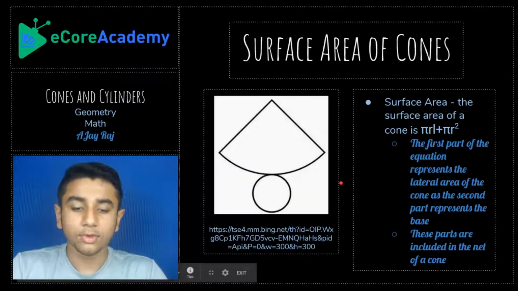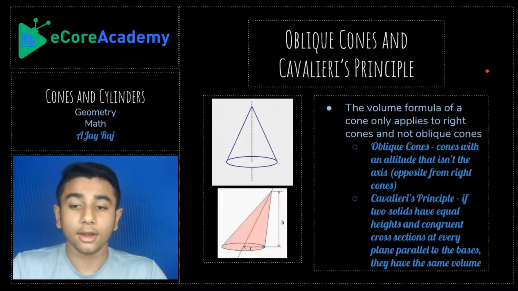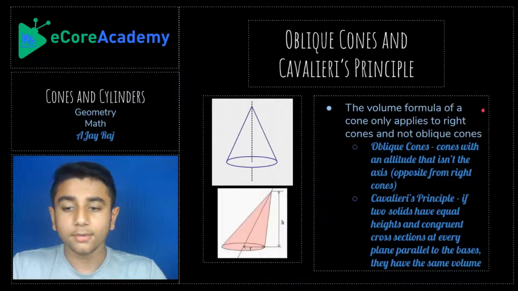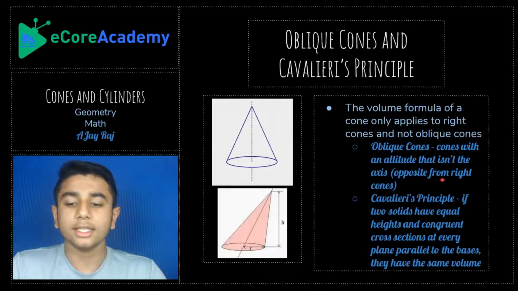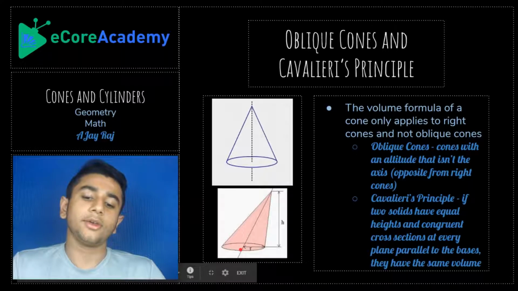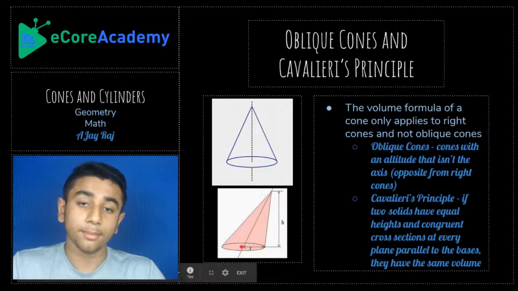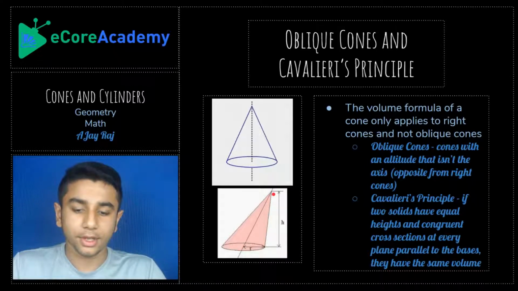So let's move into our final subtopic, and that is oblique cones and Cavalieri's principle. So the volume formula of a cone only applies to right cones and not oblique cones. Oblique cones are cones with an altitude that isn't the axis, which is basically opposite from right cones. So for example, in here, this is an oblique cone, and as you can see here, its axis is where the apex meets the center of the base, the apex being the highest point on the cone.